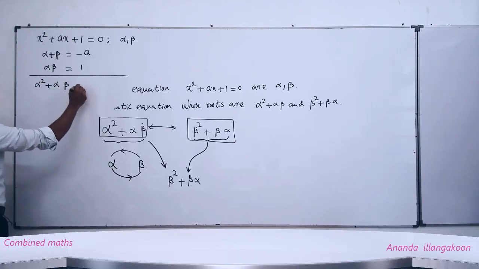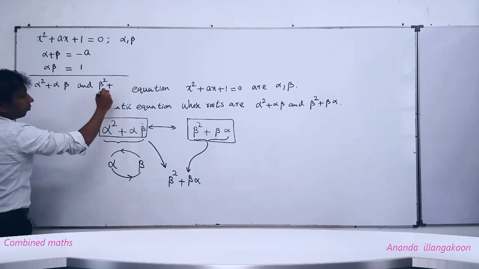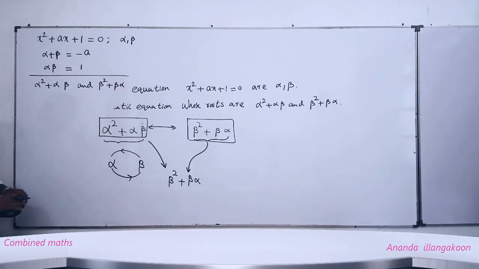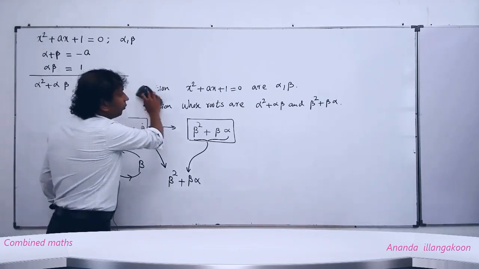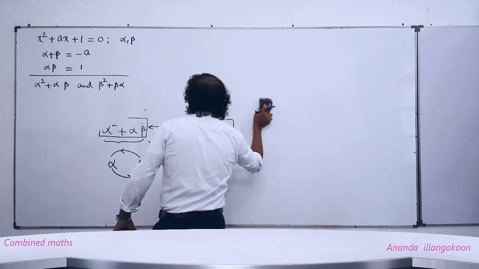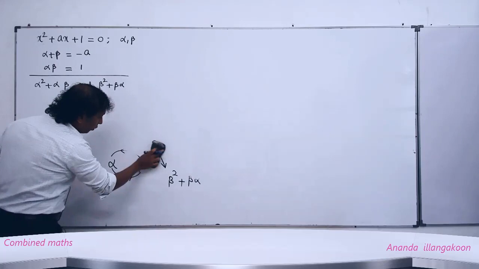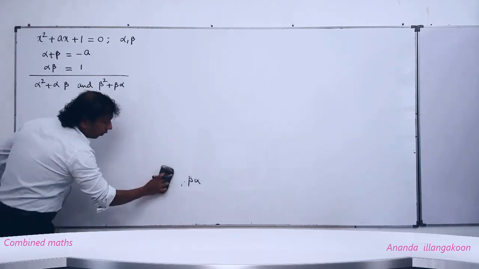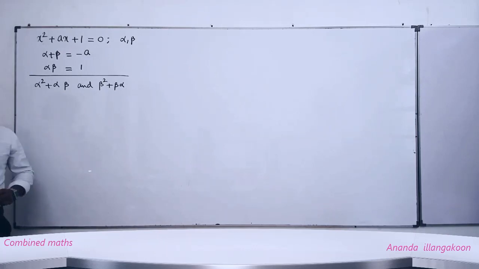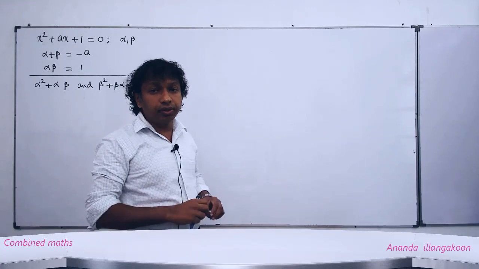And beta squared plus beta alpha. Beta alpha means again alpha beta, no? Right. Then we have learned, when we are given the roots, the way of writing the quadratic equation. People, when the two roots are given, how to write the quadratic equation? We learned that when we are given the two roots, we know how to write the quadratic equation.